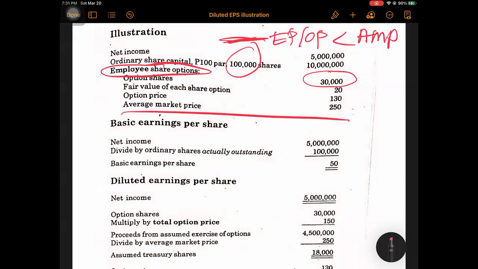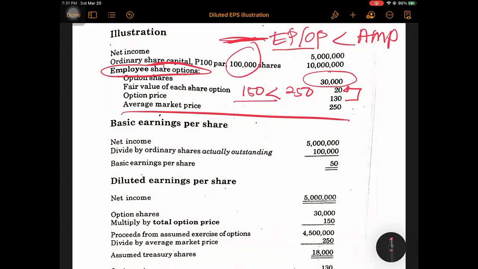So, based on the problem, you have the option price of 130 and you have the fair value of each share option of 20 pesos. Therefore, your total exercise price or option price is equal to 150. We compare it to the average market price of 250. So, therefore, lower imong option price or exercise price. Therefore, dilutive ang imong options.